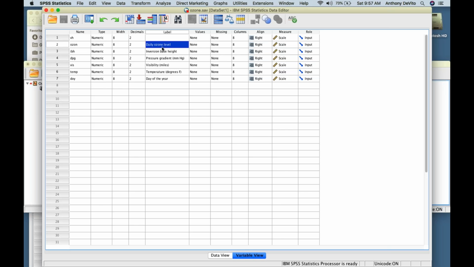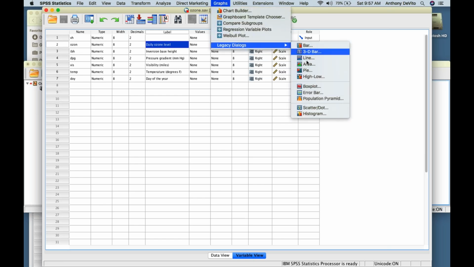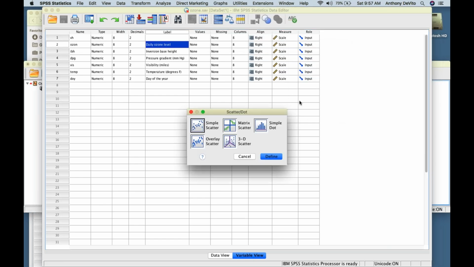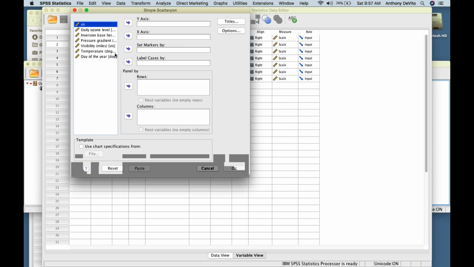So since we're dealing with numerical variables, numerical versus numerical, one of the ways I might examine that graphically, of course, is what we just talked about, our histogram. Okay, so I'm going to click on simple scatter plot first, and I'm going to take one of these at a time.